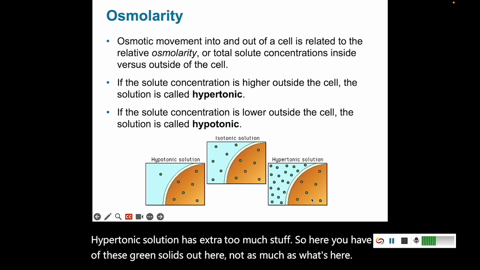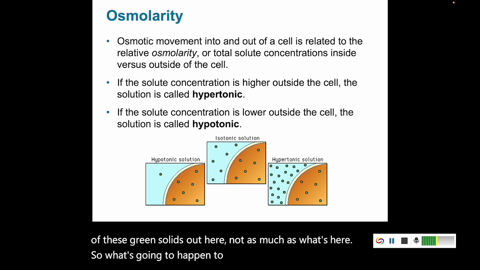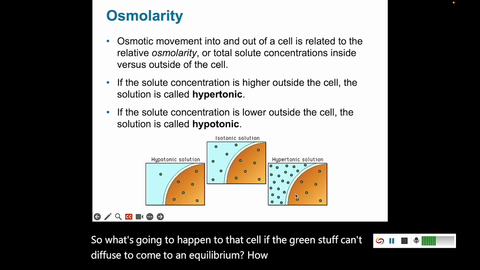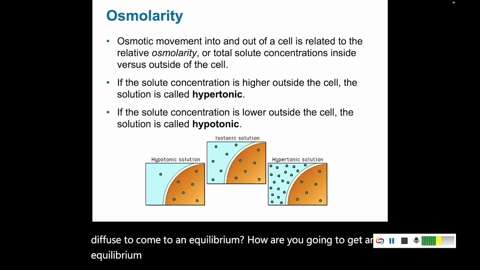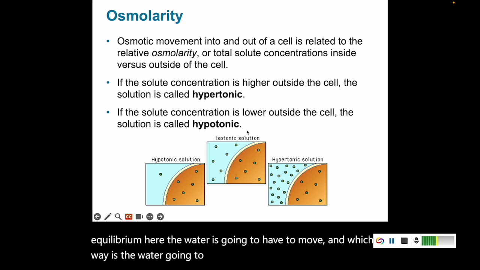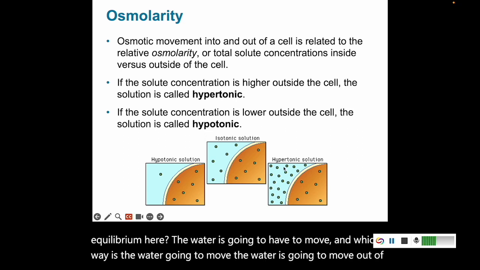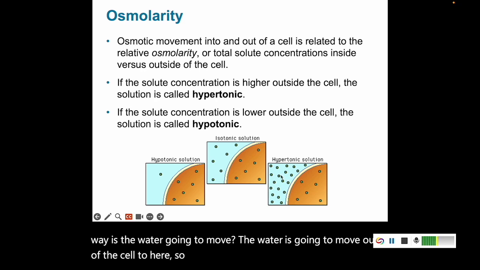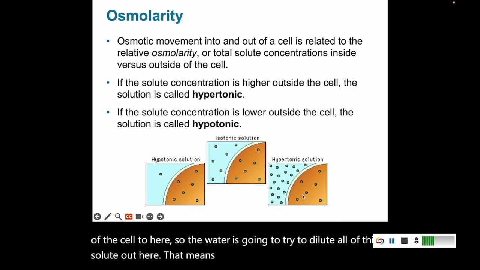So what's going to happen to that cell? If the green stuff can't diffuse to come to an equilibrium, how are you going to get an equilibrium here? The water is going to have to move. And which way is the water going to move? The water is going to move out of the cell to here. So the water is going to try to dilute all of this solute out here. That means your cell is kind of going to shrink up.